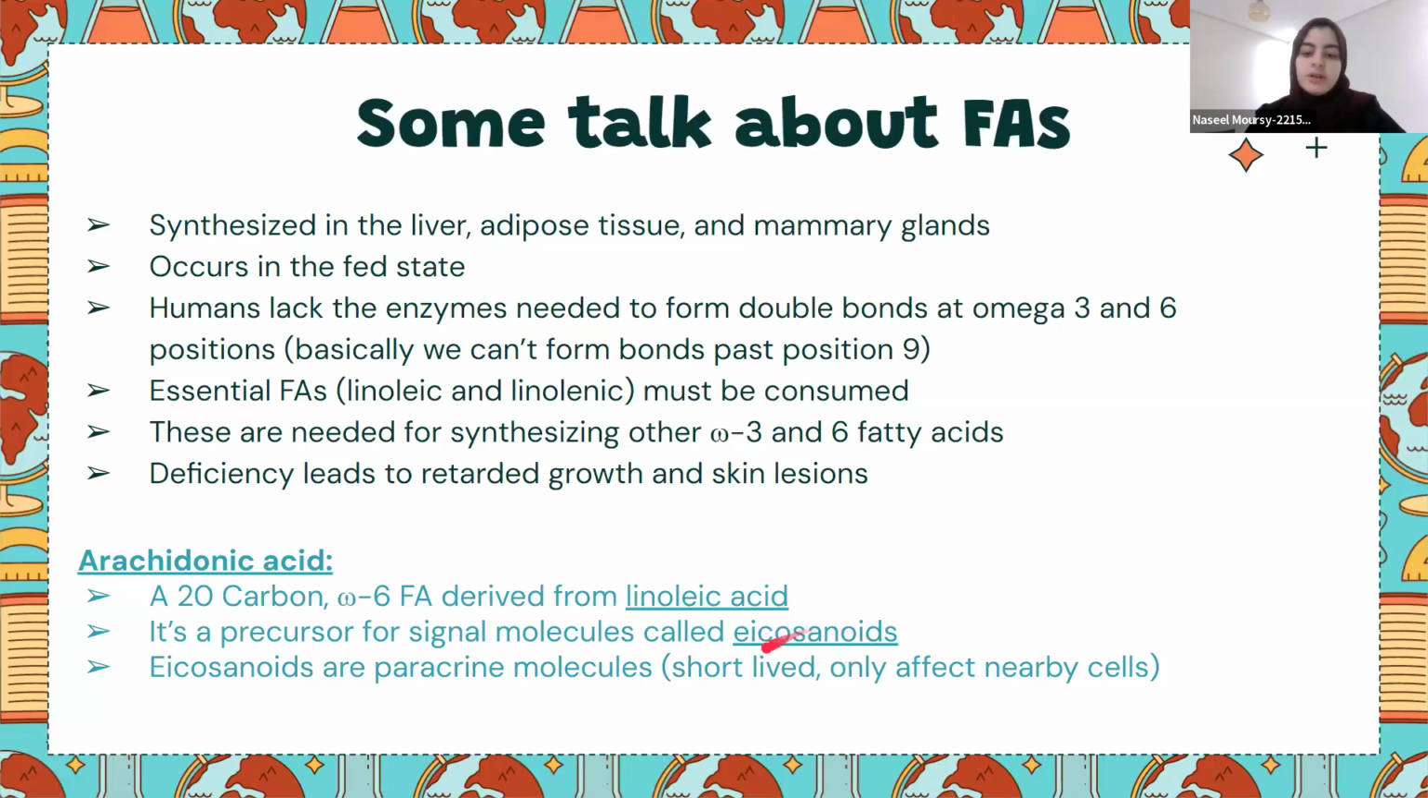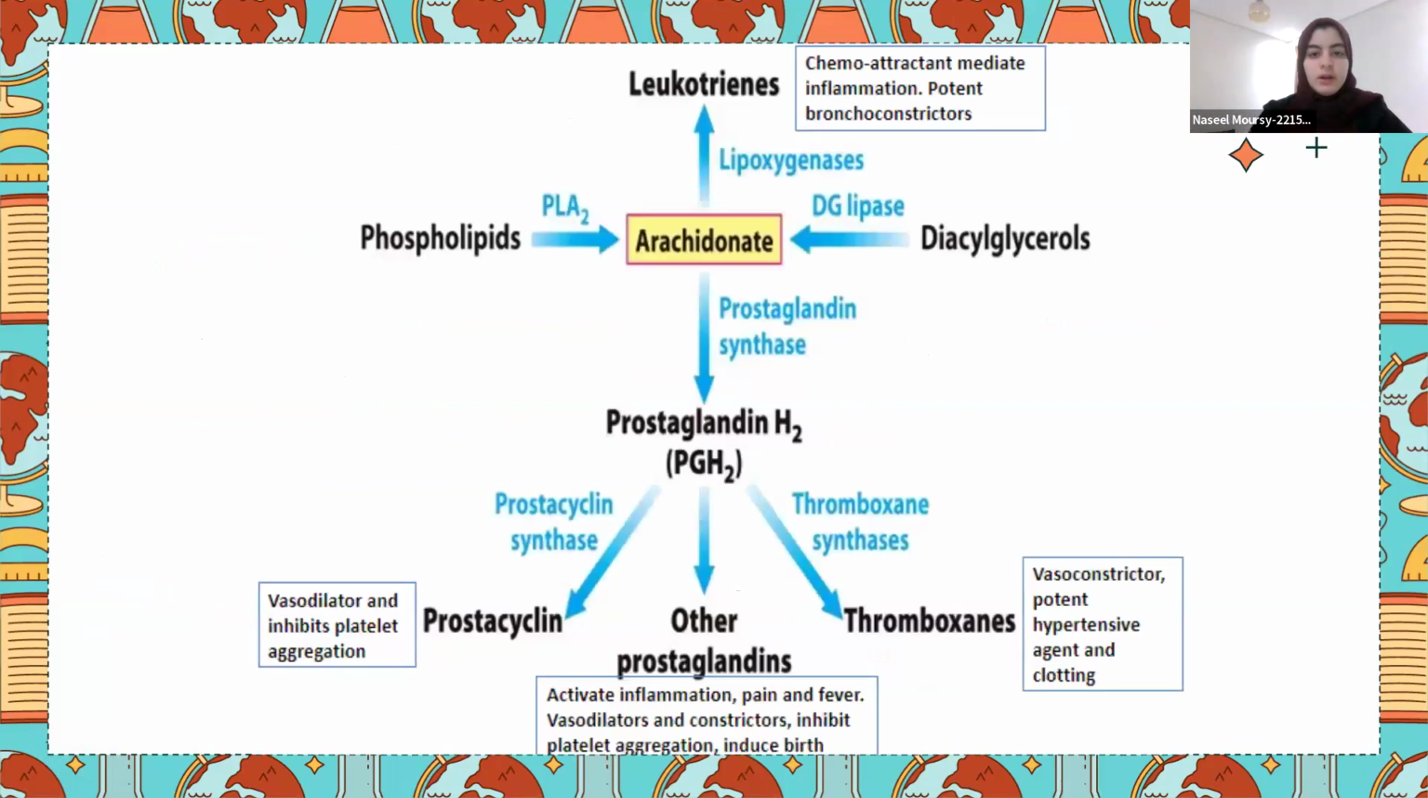Now, eicosanoids, it's a weird name, but we will explain them in the next slide. They're paracrine molecules, meaning that they're short-lived and they only affect nearby cells, meaning where they are synthesized or produced, that is where their action would be. They wouldn't go away and act on different parts of the body. Now, here, this is a figure showing arachidonic acid and its products.